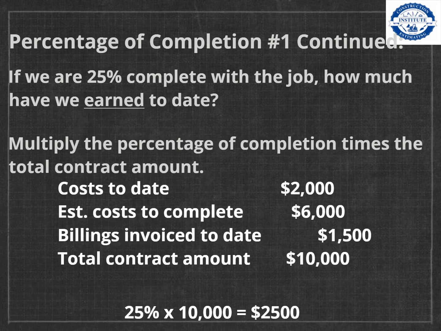Question number 1 continued. If we are 25% complete with the job, how much money have we earned to date? What you do for this step is multiply the percentage of completion, 25%, times the total contract amount. If you look there, you'll see the total contract amount is $10,000. You're 25% complete, so 25% of $10,000 would be $2,500. That is the amount you have earned to date.